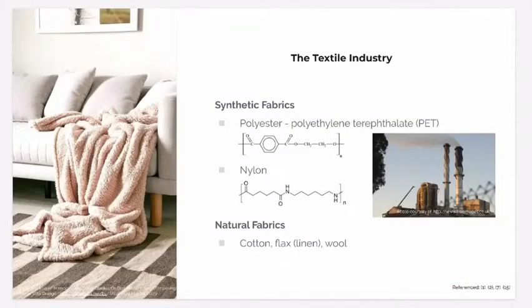The textile industry is the third industry that I will be discussing in relation to interior design and chemistry. Many of the main textiles used in interior design fall under either synthetic fabrics or natural fabrics. Two common synthetic textiles are polyester and nylon. Polyester is a thermoplastic polymer that is created using ethylene glycol, which is petroleum derived, and terephthalic acid.